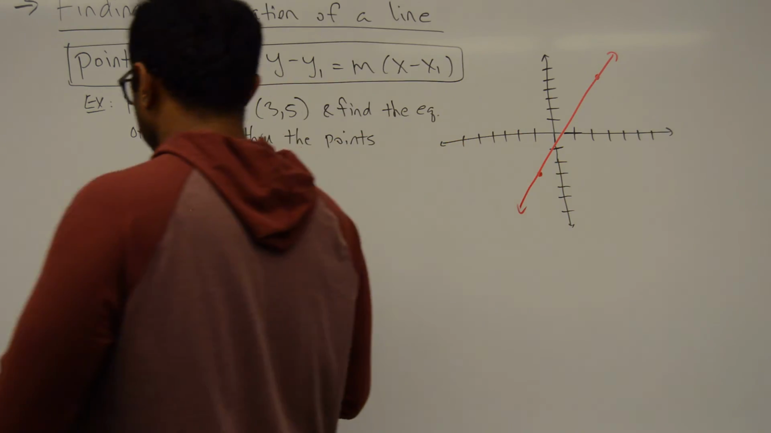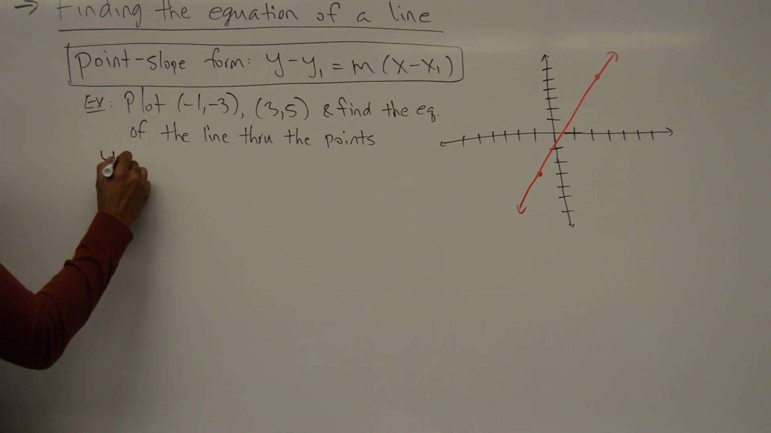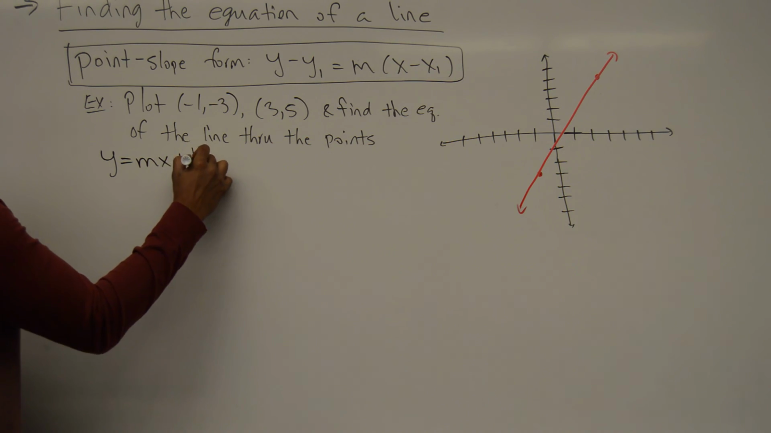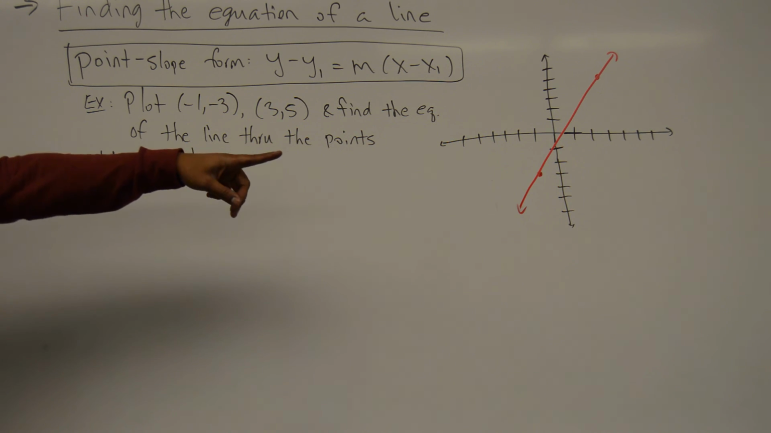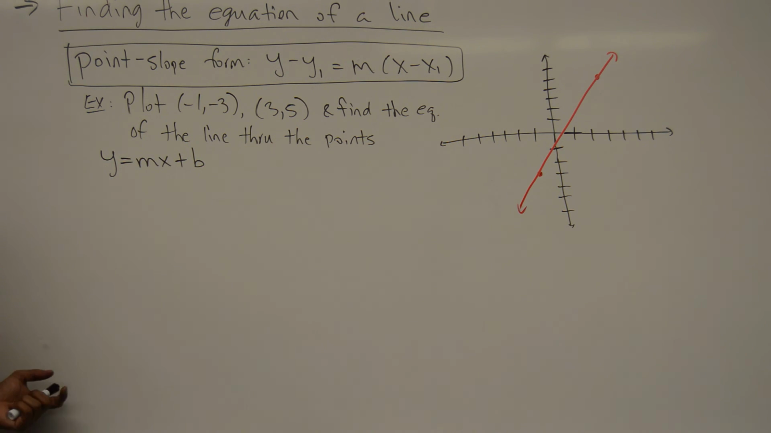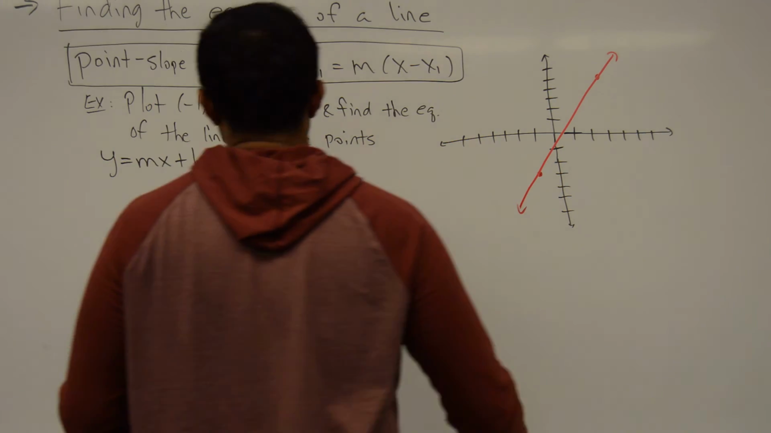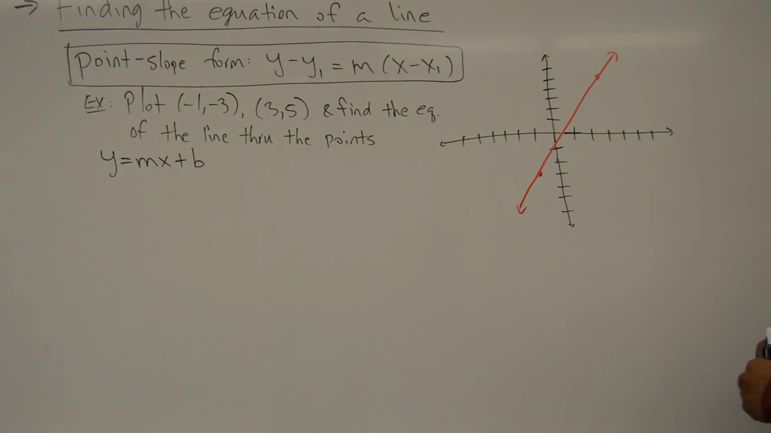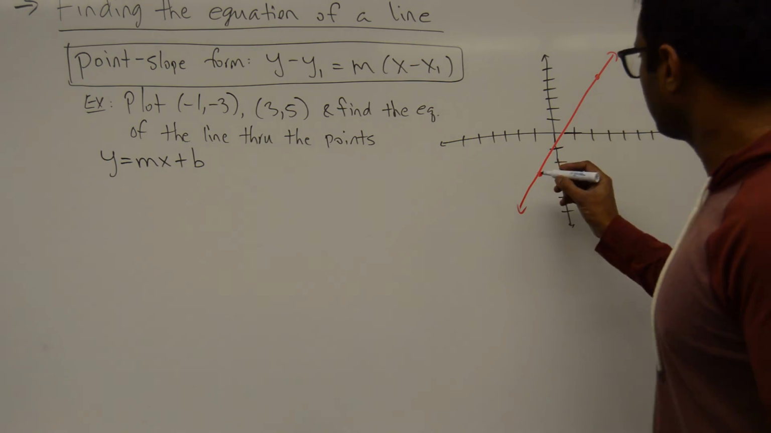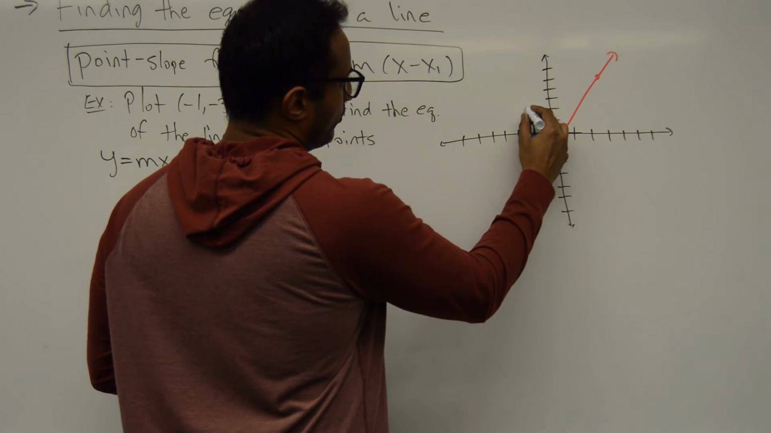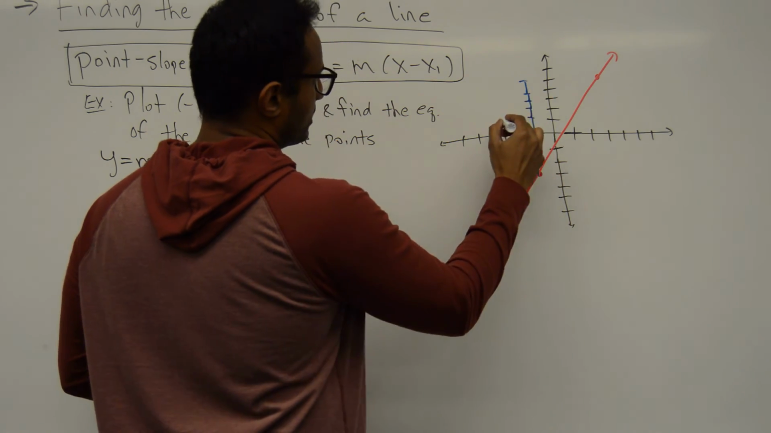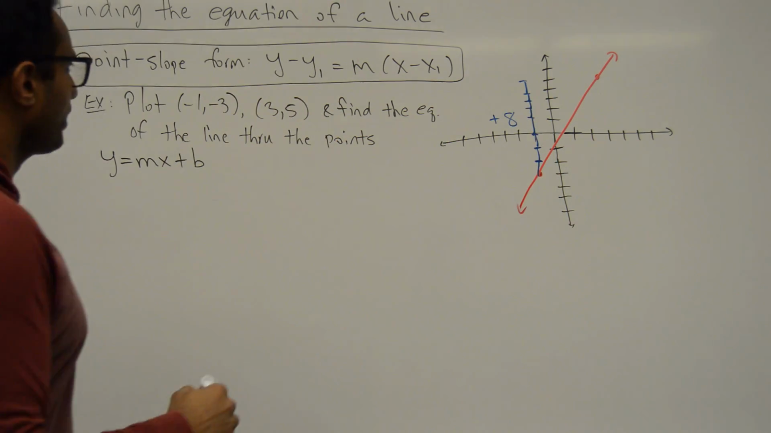So for slope-intercept form, y equals mx plus b, we need two things. We need the slope and we need the y-intercept. Well, if I look at the equation of that line, the slope is pretty easy to find. The slope is just the rise over the run. So, how much am I going up? I'm starting here. I'm going up, let me count, 1, 2, 3, 4, 5, 6, 7, 8. I'm going up 8 units.